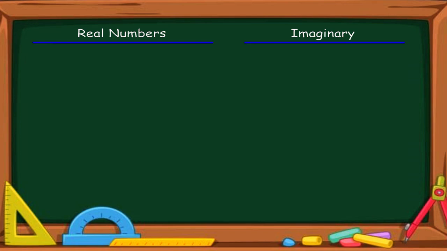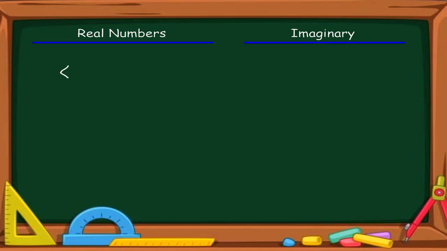In this video, we're going to focus on real numbers. What are real numbers? A real number is any number that can be placed on a number line. Another way to understand what a real number is, is to know what an imaginary number is. Real numbers are not imaginary numbers. So what are imaginary numbers?